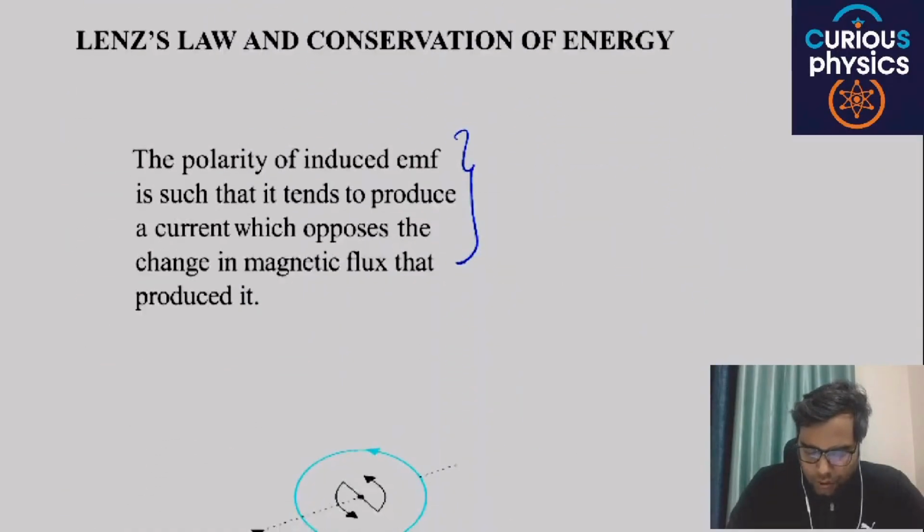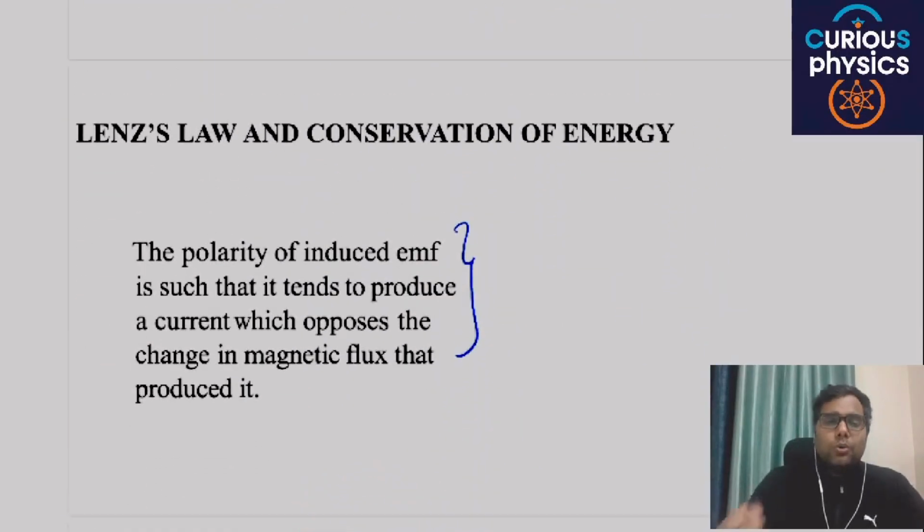But for that you have to use how to curl your fingers. We have discussed in chapter 4 how to curl your fingers to find the direction of magnetic field. In a loop, you have to curl your fingers in the direction of current, and the direction of the thumb will give you the direction of magnetic field. Okay, are you able to understand my point or not?